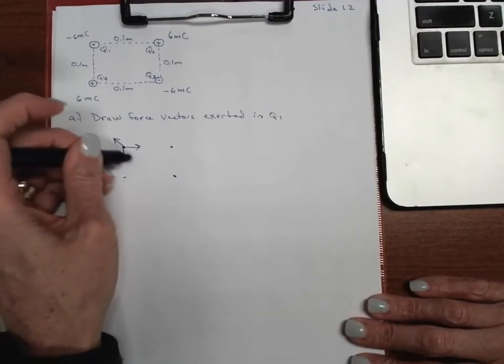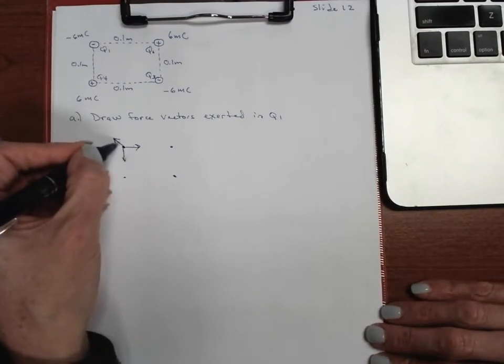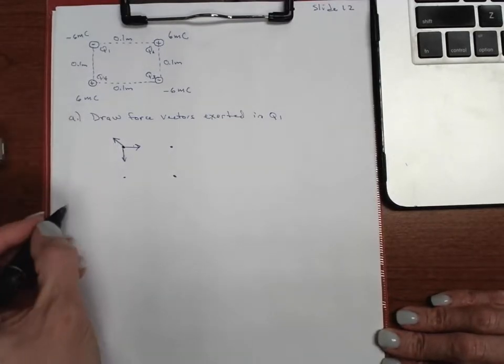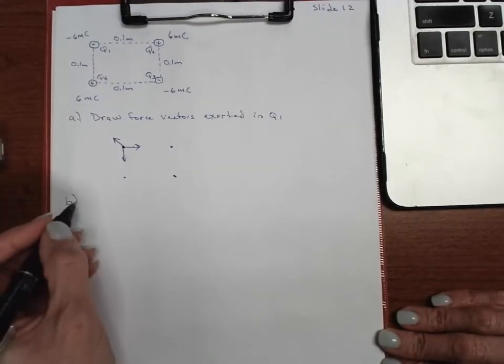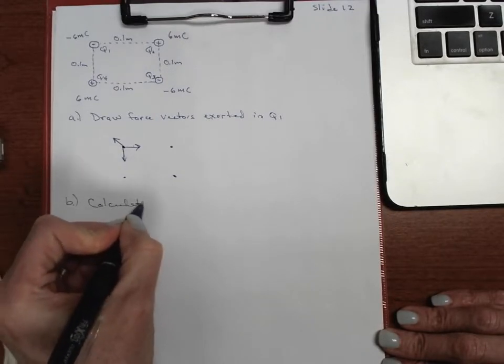Let me just erase this one. We know these 2 arrows are the same, but we really don't know how long this arrow is yet until we do our calculations. So that's part A, and then for part B, we need to actually do the calculations. So calculate the net force.